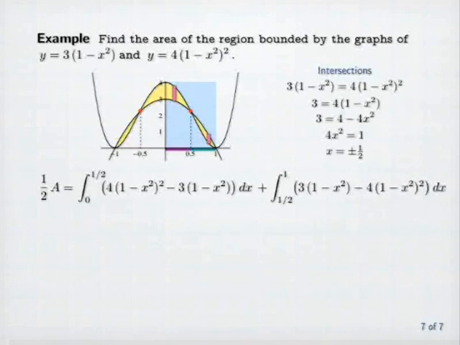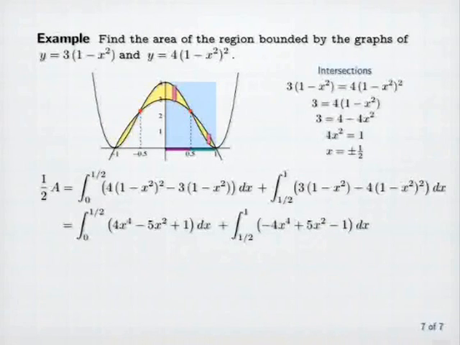Now let's work out these integrals. We'll first simplify the integrands. Notice that each one is just the negative of the other. Now when we multiply out 1 minus x squared squared, we pick up an x to the 4th term, so we have a 4 times x to the 4th, and we also get a minus 2x squared, which gets multiplied by 4 for a minus 8x squared, and then we have a plus 3x squared from the other term, so we have minus 5x squared, and the constant term ends up being 4 times 1 minus 3 times 1 for a 1. So we'll integrate from 0 to 1/2, 4x to the 4th minus 5x squared plus 1, and then integrate from 1/2 to 1 the negative of that function.